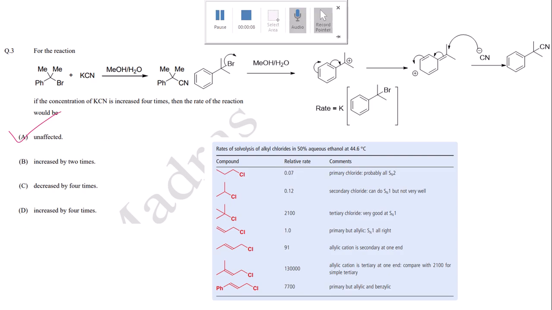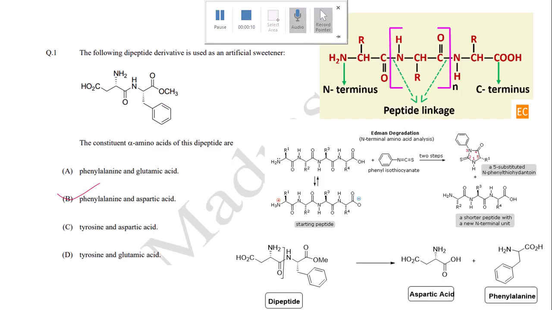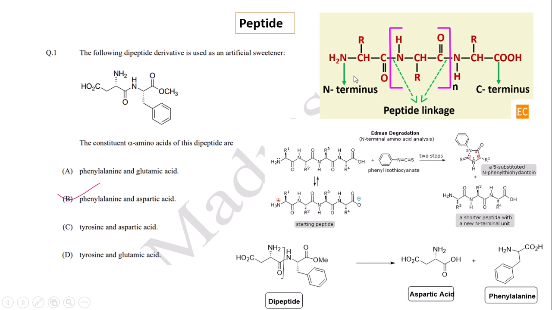The first question for the JAM question solution is peptide synthesis. In peptide synthesis, the peptide bond is formed by the reaction of the carboxylic acid with the amine group. This is the amide bond, and different types of amino acids are condensed together to form the peptide. It may be a dipeptide, tripeptide, or polypeptide.